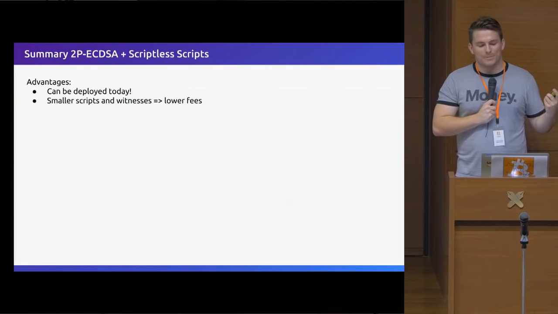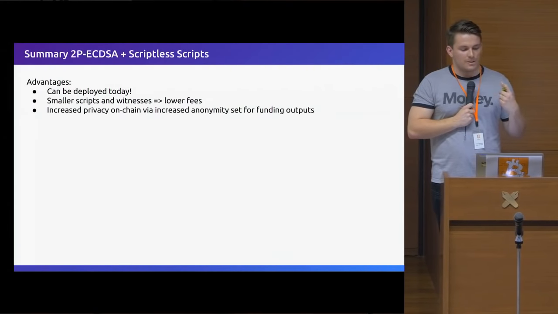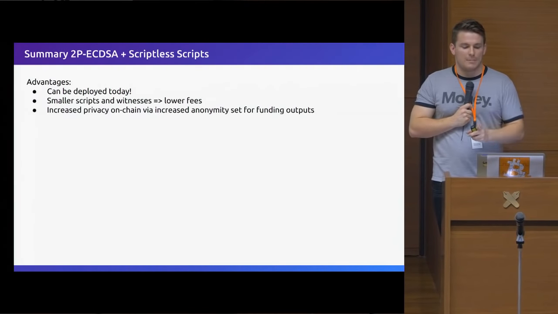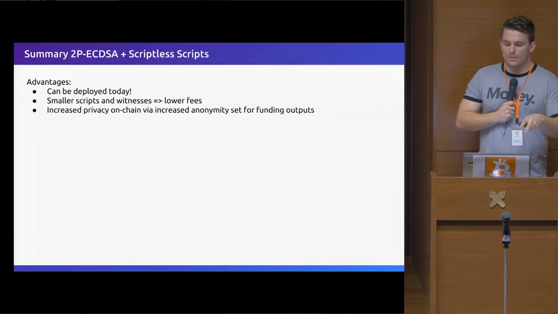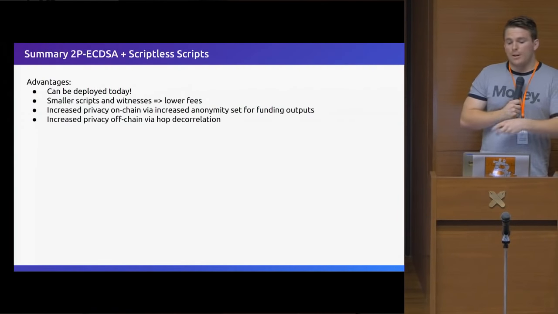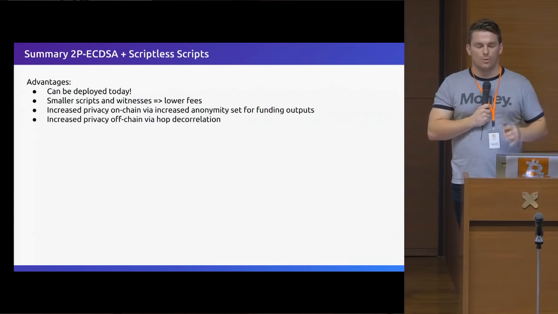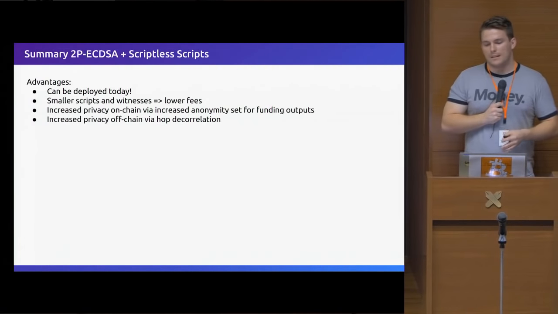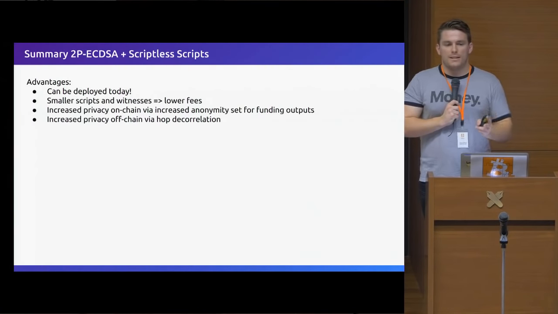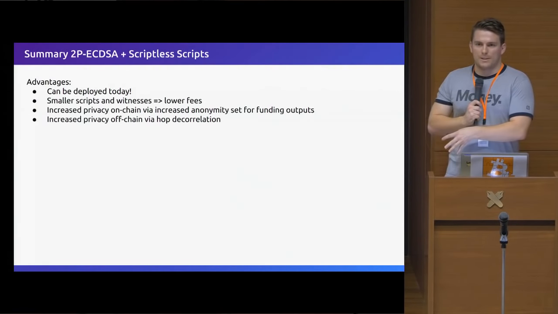We obviously get smaller scripts and witnesses, which translates directly to lower fees. There's the increased on-chain privacy via the increased anonymity set for funding outputs. And for what it's worth, all of the talk that I've described today has more or less equal analogs in the Schnorr world. I think the only real difference today is that 2P-ECDSA blends into all existing traffic, whereas if you start with Schnorr, there's going to be a smaller anonymity set.